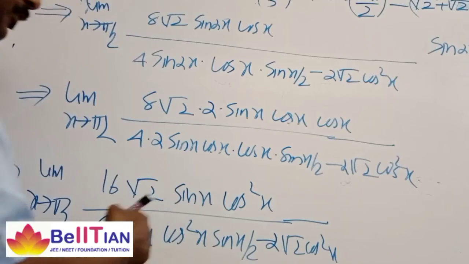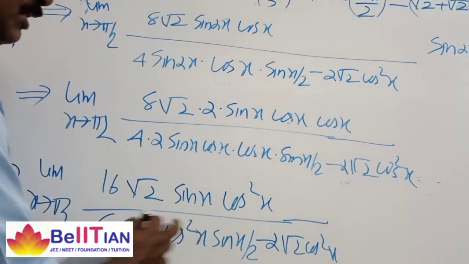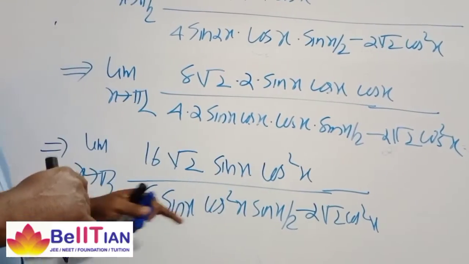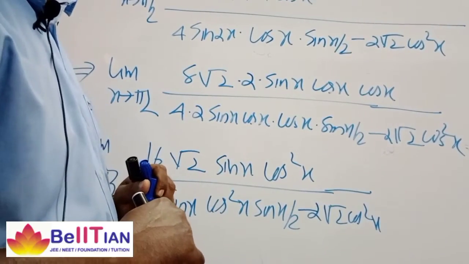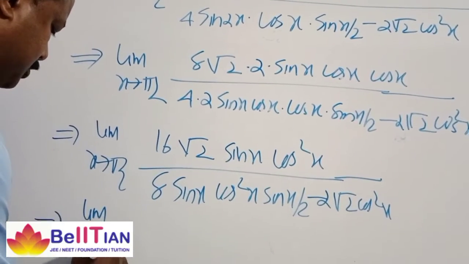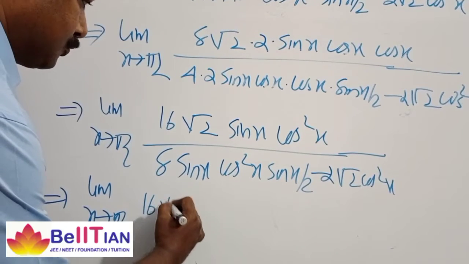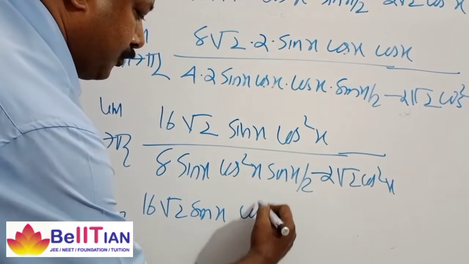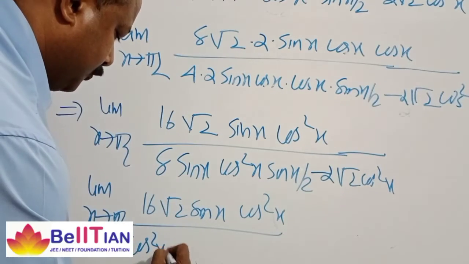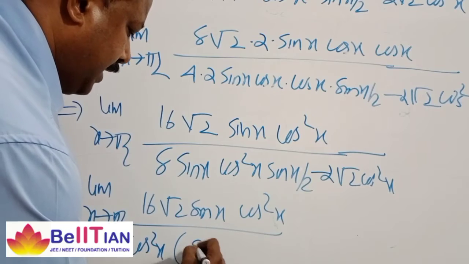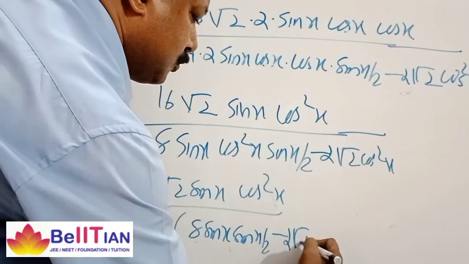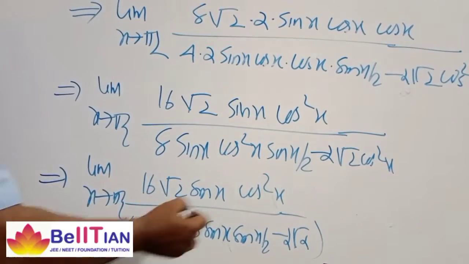Now see, again if you apply x is equal to pi by 2, this becomes 0, because of the term cos x. Now I remove cos square x from the denominator as well as the numerator, so we will get the answer. This implies that limit x tends to pi by 2 of 16 root 2 sin x into cos square x divided by cos square x, I take cos square x out, into 8 sin x into sin x by 2 minus 2 root 2. Clear? So now cos square x and cos square x are removed.